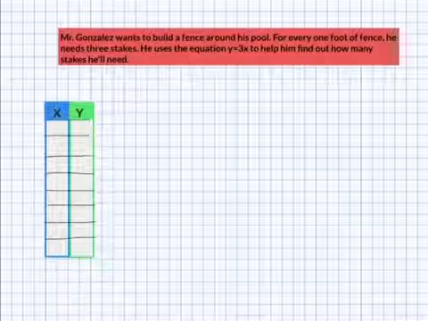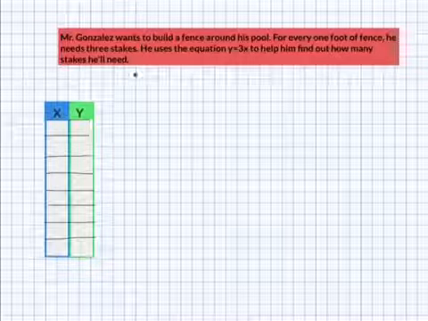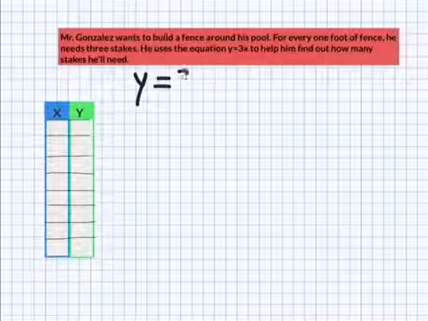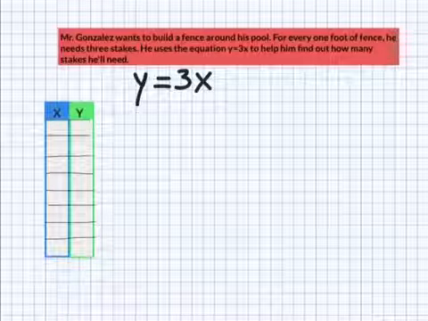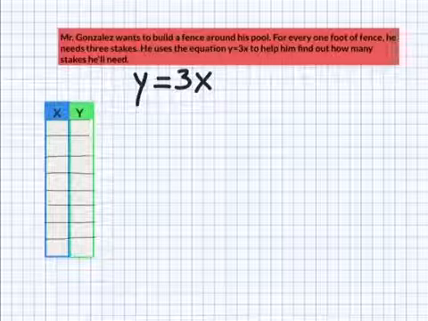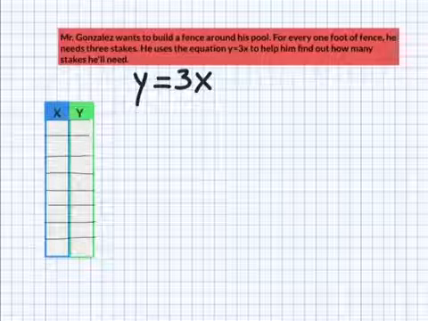So what sometimes is helpful to do is to write the equation y equals 3x. And this is going to help us figure out what the points on our line are. What are the ordered pairs? What are the coordinate pairs?